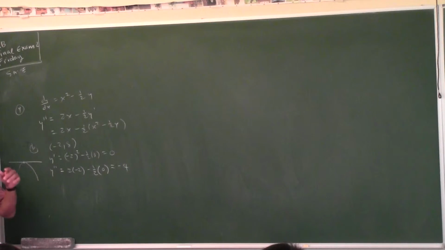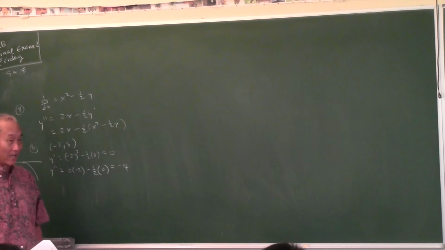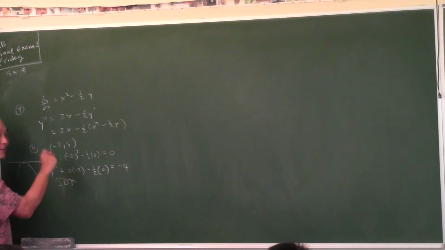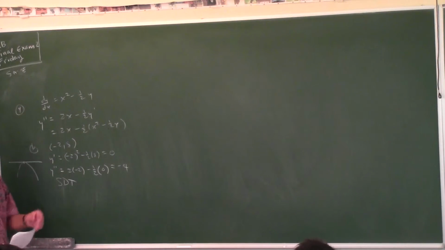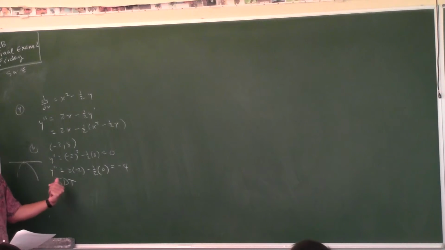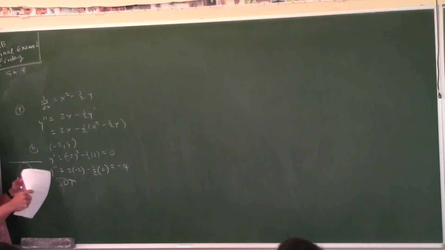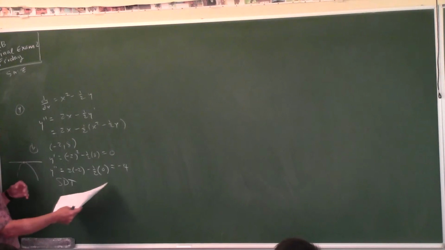And what is the reason? The second derivative test. That's why I wrote SDT. No, they want you to refer to theorems. You have to write it down. You could just say, because the first derivative is 0 and the second derivative is negative at this point.